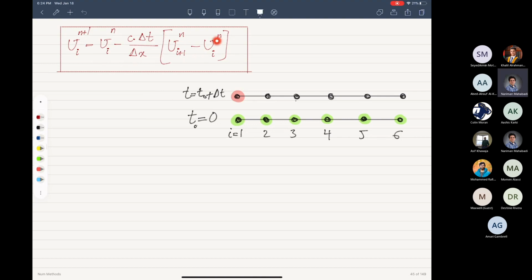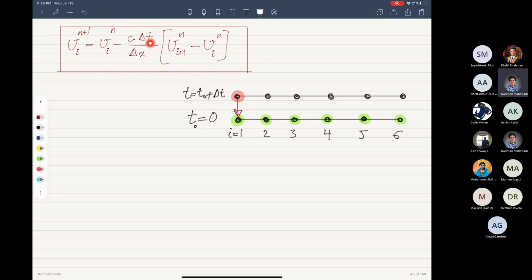Let's look at this equation. Let's see how many of these points we need to find the unknown function at this point. So this is equal to my unknown function at the same grid, but at the previous stage in terms of time. So I'm using this point, so this is this term.